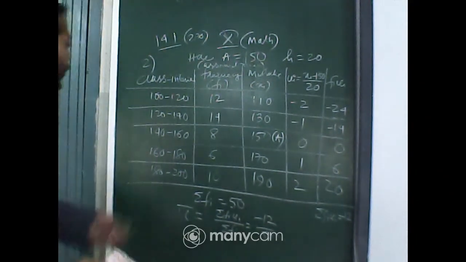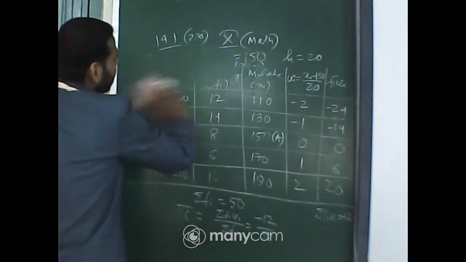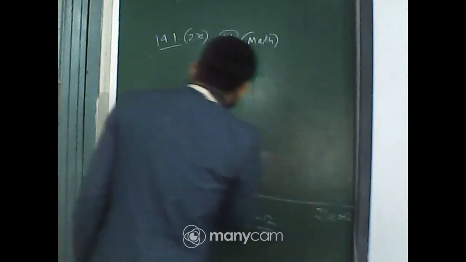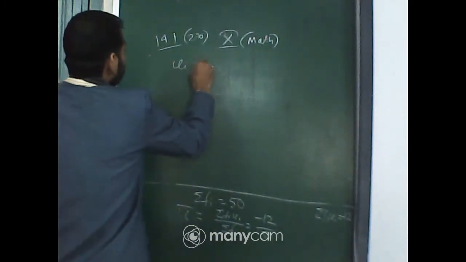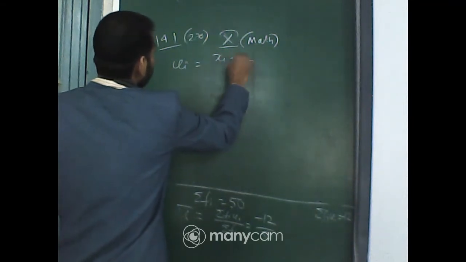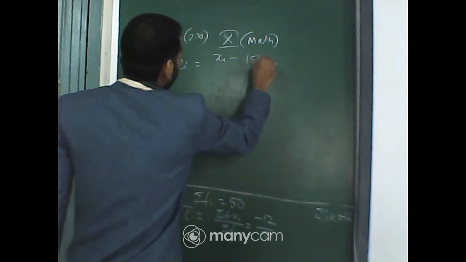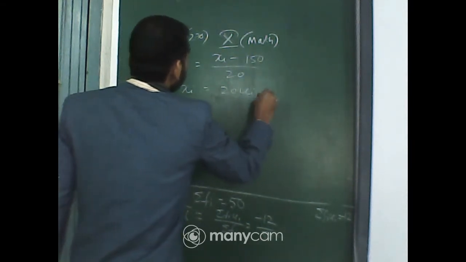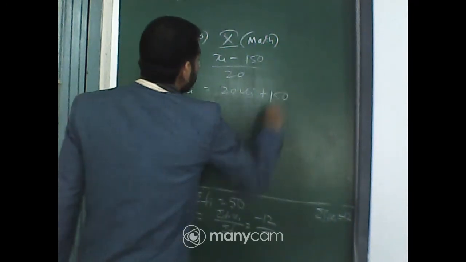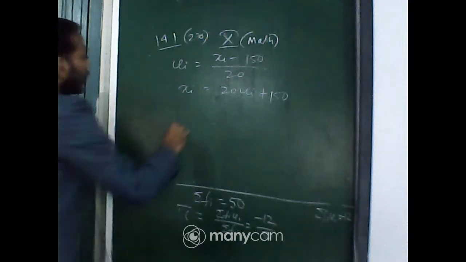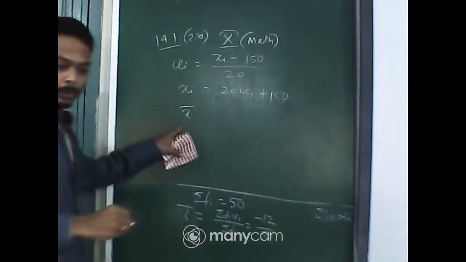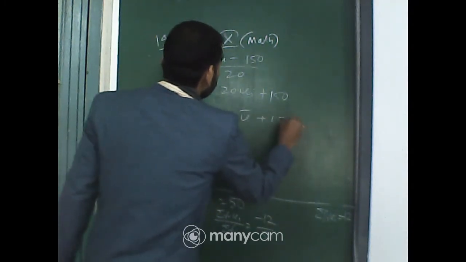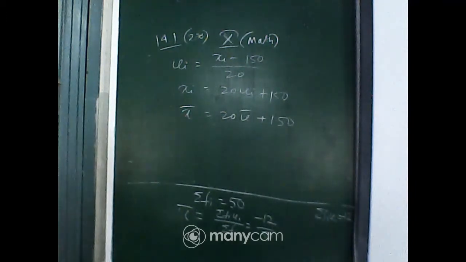Okay. Now what will be the formula? I am erasing the board. I am erasing this table. Now what will be the formula for finding x bar? Here I am using ui equals xi minus 150 by 20. So xi equals 20 ui plus 150. Whenever you give the bar here, that means mean with respect to x, then x bar equals 20 u bar plus 150. This is much easier for remembering.